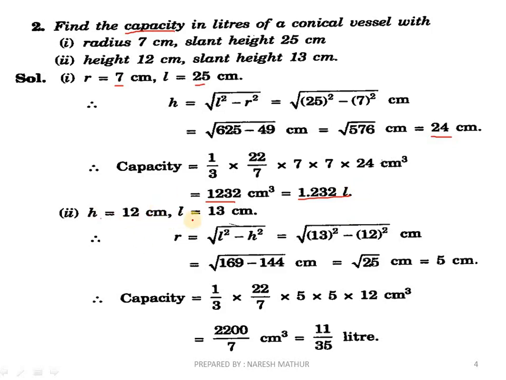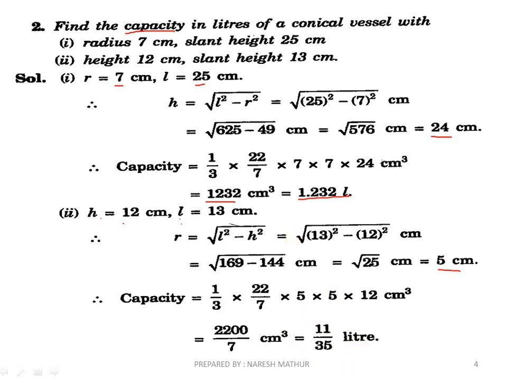Similarly, in the second one, h is given and slant height is given, so we can get the radius, right? In the first one, we were given the radius and slant height. In this, we are given height and slant height. So by simply applying the Pythagoras theorem, we can get the radius. After getting the value of radius and height, we can simply find the volume of the cone, that is 2200 by 7 centimeter cube, and now it will be converted into liters by dividing by 1000. So it would be 11 by 35 liters.